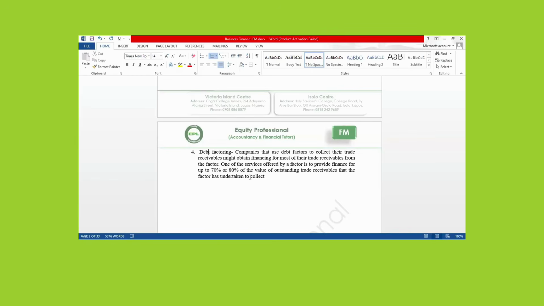The factor can provide finance up to 80% of the value of the outstanding trade receivables the factor has undertaken to collect. Let us illustrate this more.